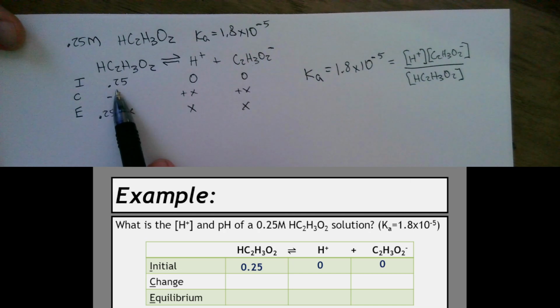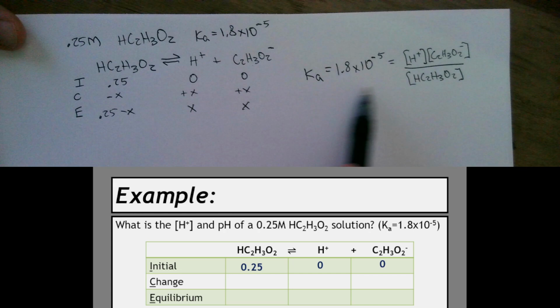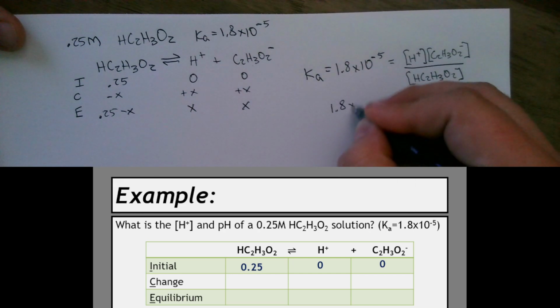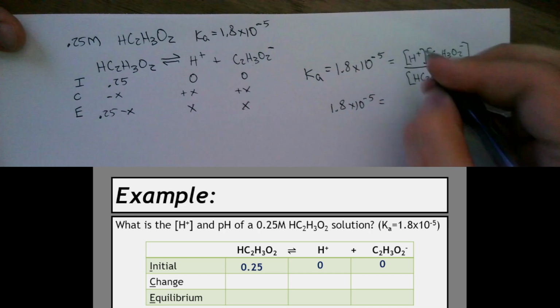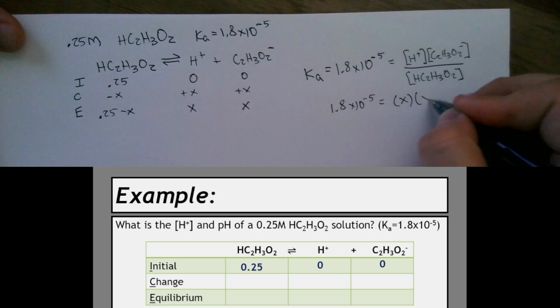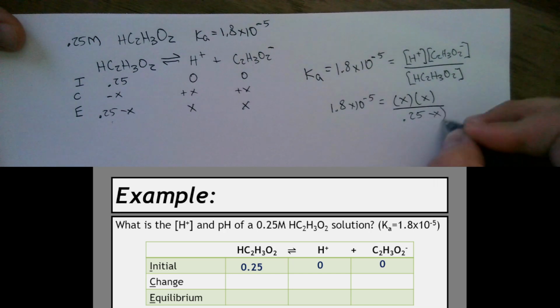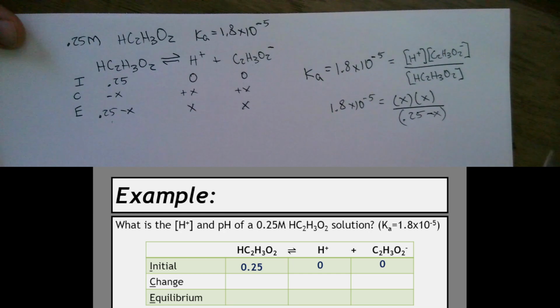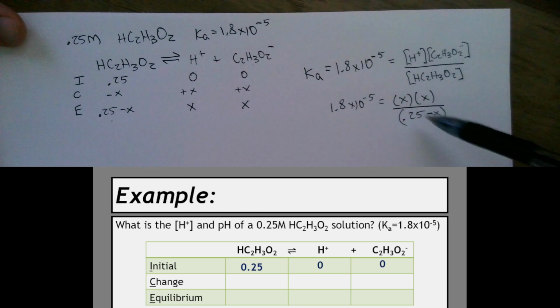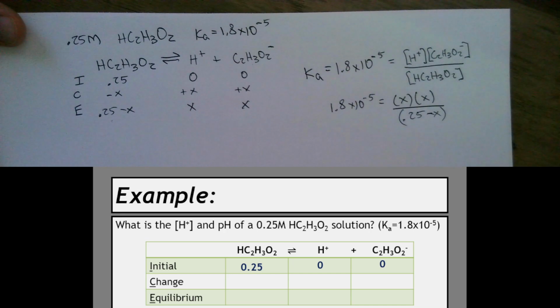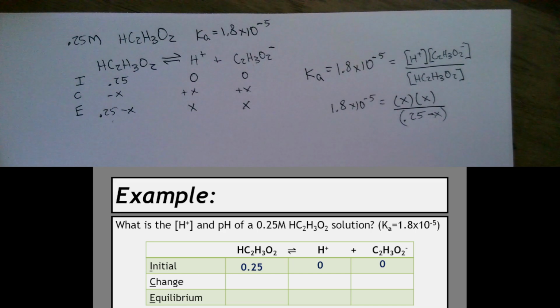Okay, so now I'm going to plug in my equilibrium concentrations here. Remember, never plug in the initial values, right? Because you can't solve for K unless you're at equilibrium. So I'm going to plug in my values: 1.8 times 10 to the minus 5 equals X squared over 0.25 minus X. Now, we could solve and simplify all of this, solve the quadratic formula to find X exactly, or we can take the same approximation we did last time.